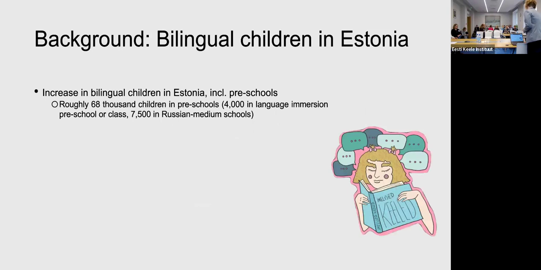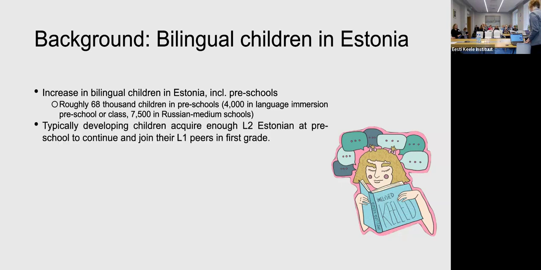So when it comes to the situation in Estonia, which I think yesterday has been touched on in various ways, there's an increase overall in bilingual children, or children with other language backgrounds entering Estonian language schools and preschools. There's about 68,000 children in the preschools and about 4,000 in language immersion preschools. About 7,000 in Russian medium schools. There's a growth in Ukrainian speaking children in schools, but also there's just been an increase in the number of mother tongue, or what people are reporting in the census, for instance, as their native language. And so the picture in terms of multilingualism in preschools is more diverse, as well as simply larger numbers of bilingual children.